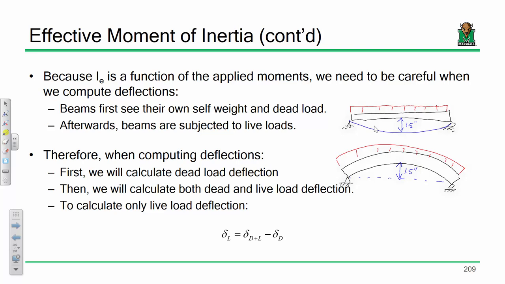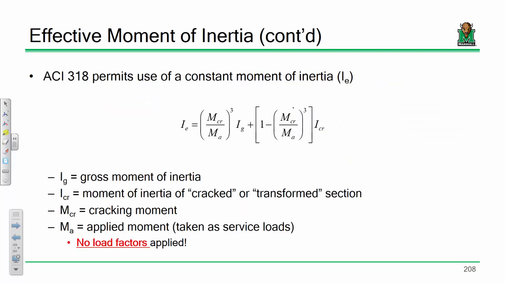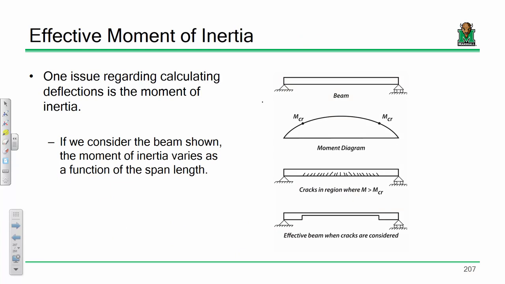We can't really get around live load deflection as easily because live loads are variable. They move around all the time. But we need a live load deflection, so we have to be able to compute it. The problem is beams never see live loads by themselves. So this is the rub. Here's how we have to go about this. I'm going to go back to the previous slide, so we'll go right here.